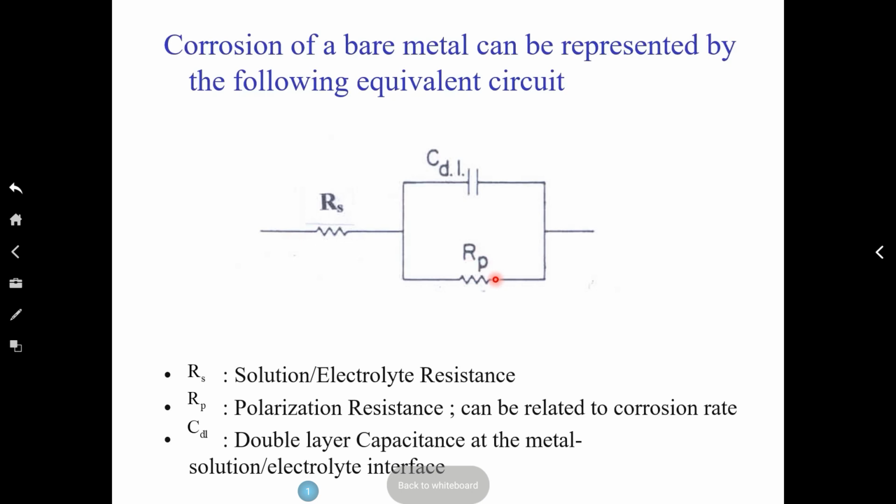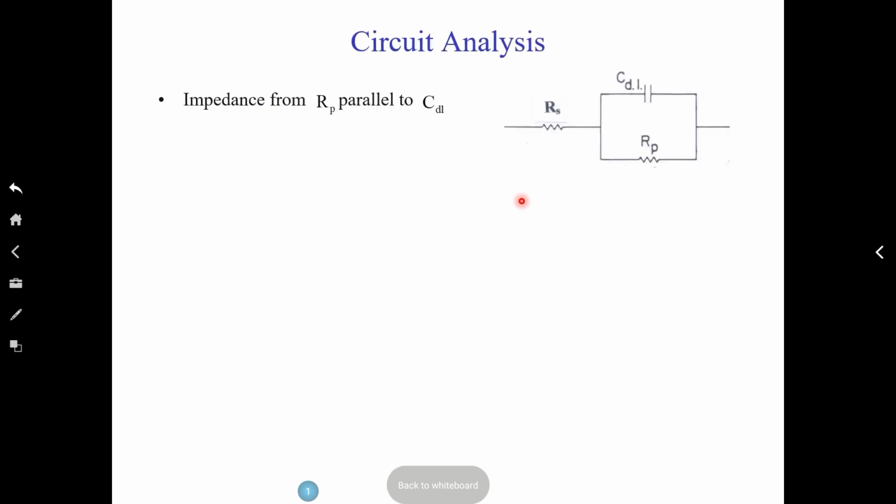They will say, depending on whether RP is large or small, that will determine the corrosion rate of the metal. Very, very important. You can see in real life, people are using this kind of circuit to get the physics out of it. I'm showing you some of the simpler examples, but I'll show you a little bit more complex ones. In circuit analysis, one of the circuits is very similar to what we already did.